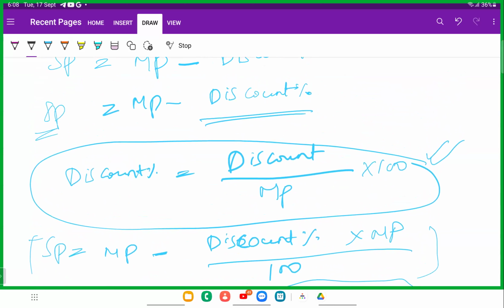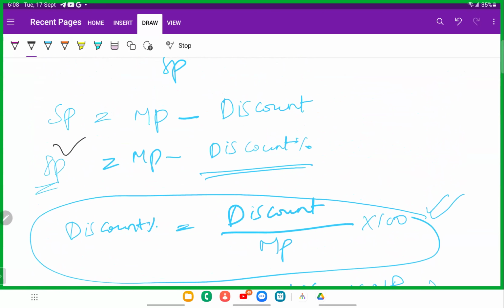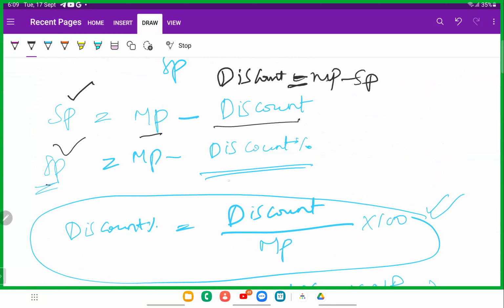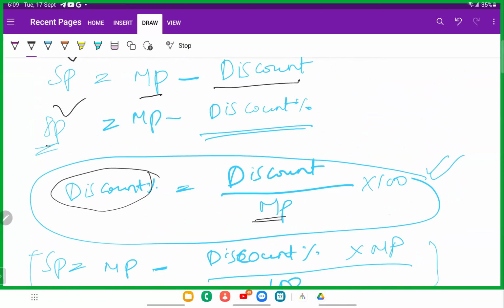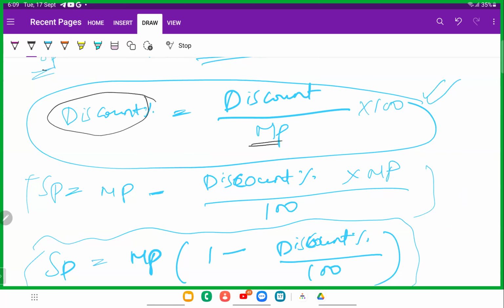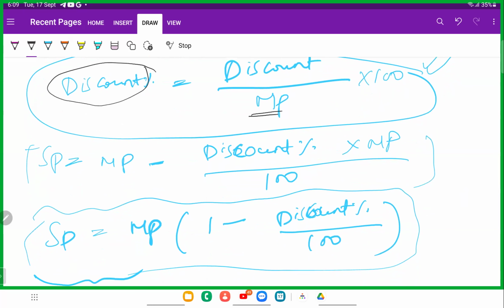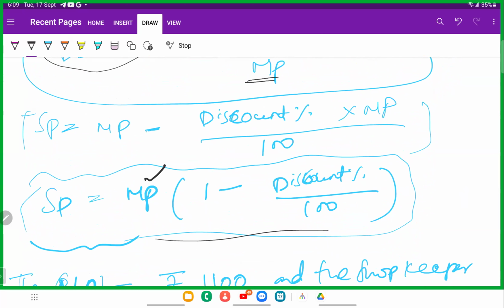So here, once again I am repeating this. Selling price is equal to... discount, I already told you, is market price minus selling price. So I am making selling price the subject. That will be market price minus discount. You know what discount percentage is? That is discount by market price into 100. So I substitute that value here, discount percentage by 100 into market price. Taking market price as common, I get this formula. Any difficulty in understanding this? No, sir. Okay.